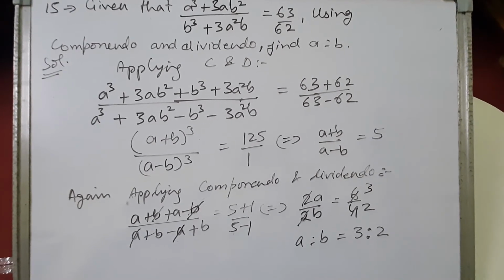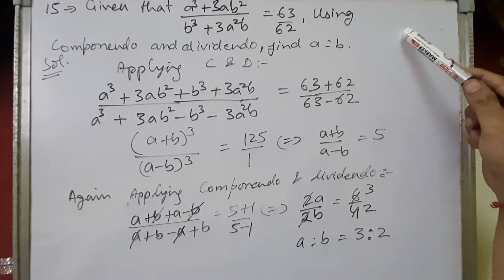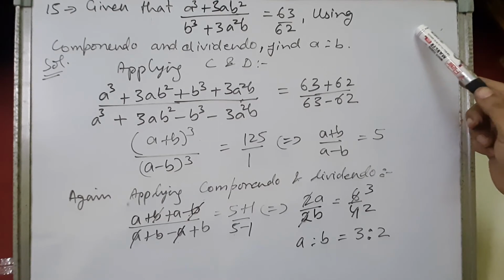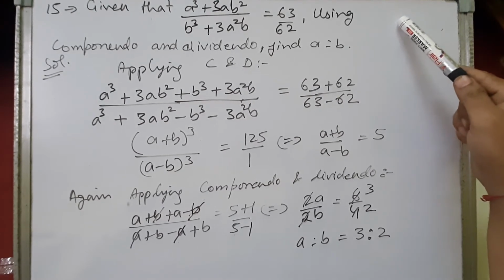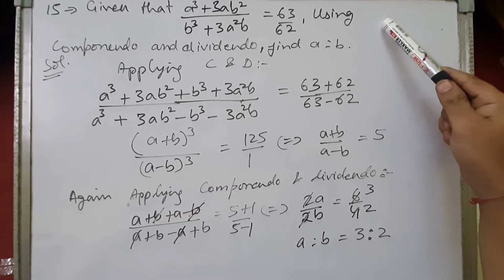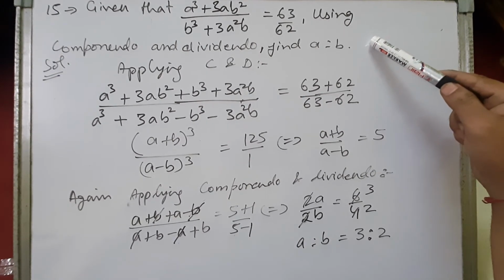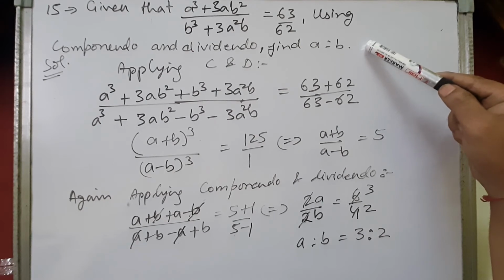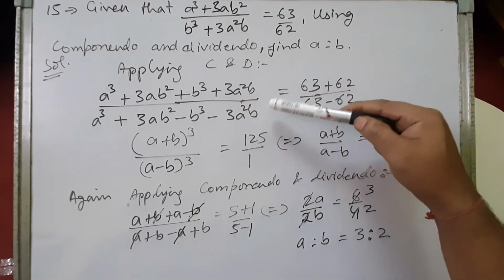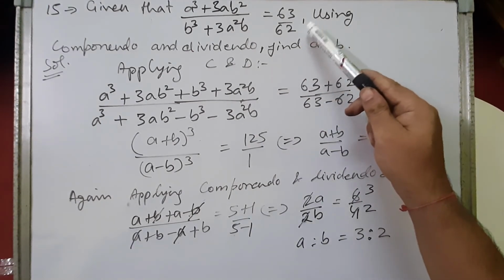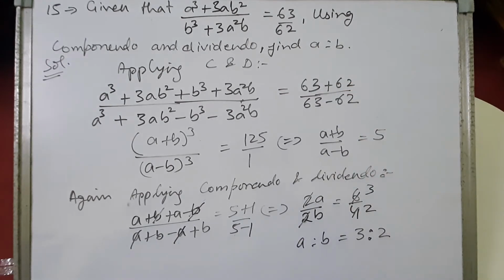Okay children, let's see the last sum of the question paper, sum 15. In this sum it is given that (A cube plus 3AB square) upon (B cube plus 3A square B) is equal to 63 upon 62. Using componendo and dividendo, find the value of A is to B. I'm not writing the question, I'm directly solving it, applying componendo and dividendo here. What we'll get? A plus B.